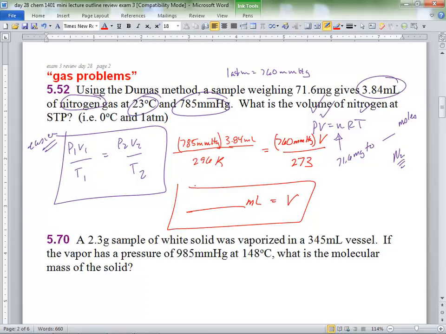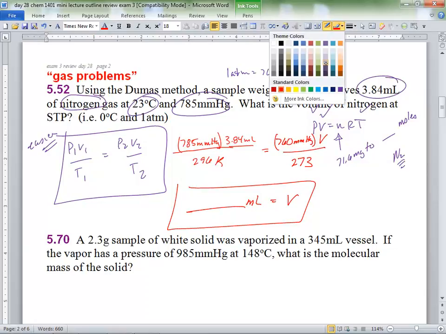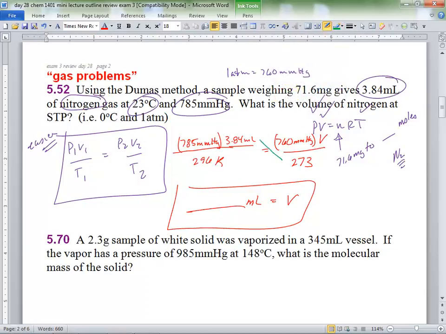What'd you get? Oh, so you're solving for V. So the 273 is going to have to go to the top, right? Yeah, and this 760 is going to have to go to the bottom. Yeah, that's what I got, somewhere around 3.66 or 3.65 or so. And I left it in milliliters, since they didn't specify. It's the easiest thing to do.